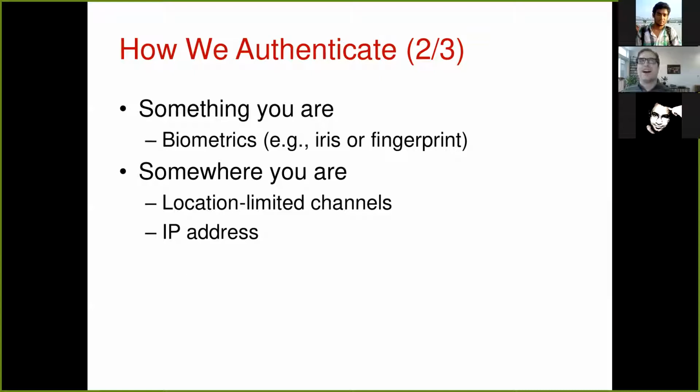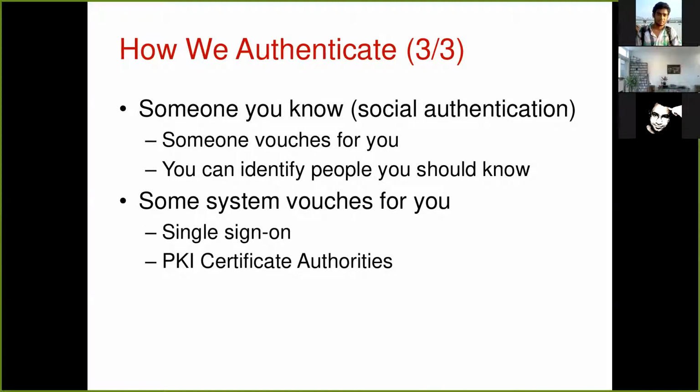You could use somewhere you are, and you could use location-limited channels. By moving fast, we can bound how far away you could possibly be based on the speed of light, an upper bound. As those of you who have Netflix or other streaming accounts might have experienced, we can also authenticate people by geolocating IP addresses. Of course, all these different authentication schemes have different pros, cons, and weaknesses. I'm not saying these are perfect ways of authenticating, but these are ways that practically we do try to authenticate people.